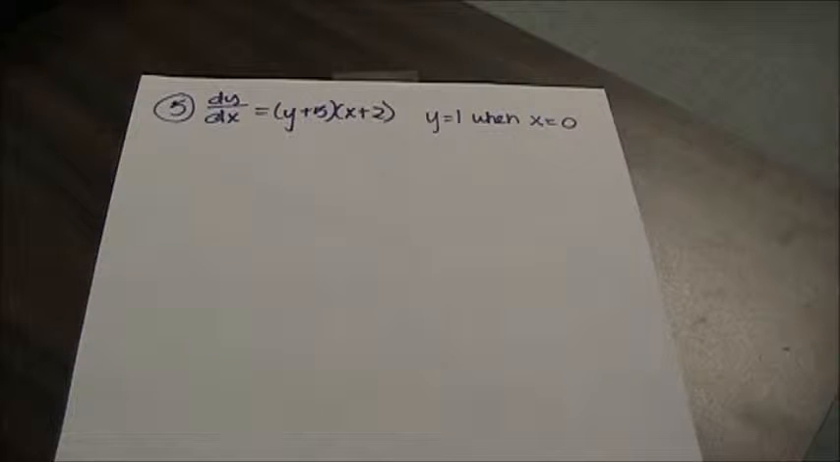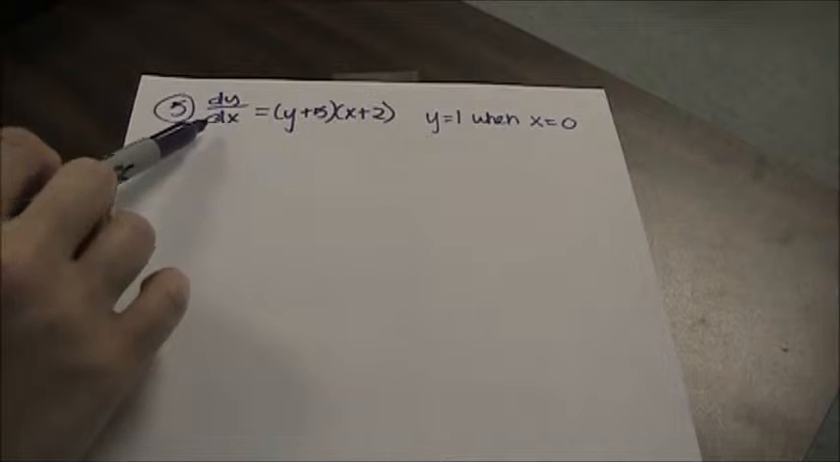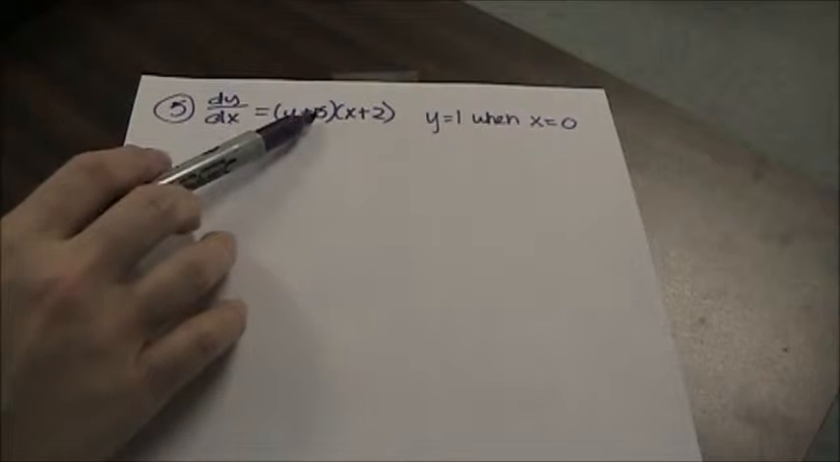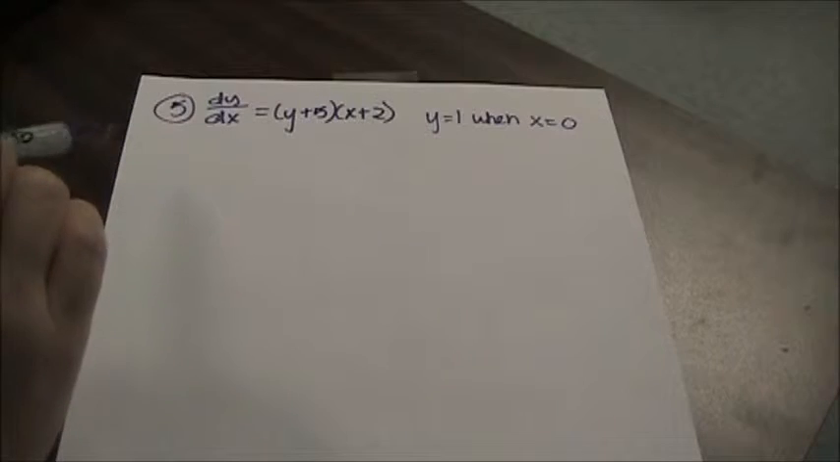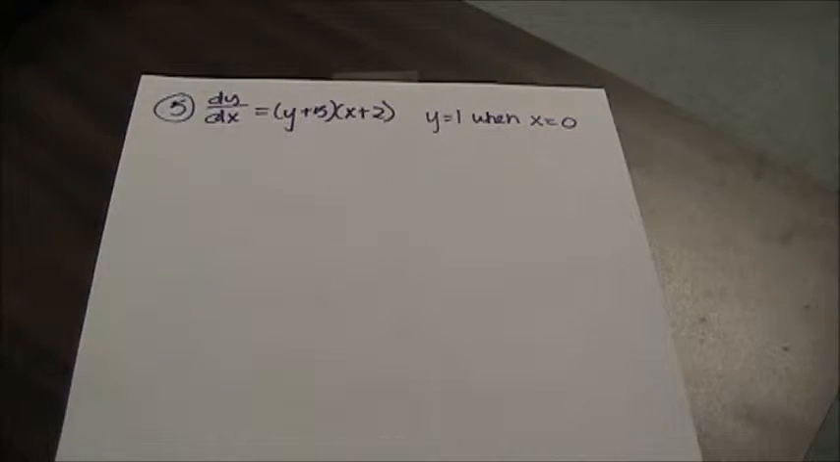Alright, so we are going to solve this differential equation given this initial condition. It is dy over dx equals (y plus 5) times (x plus 2). And the initial condition is y equals 1 when x equals 0.